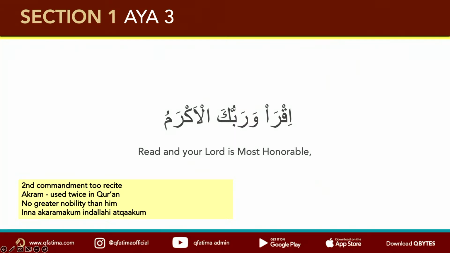It's in the 40s. 42, there you go. So Akram is not like Kareem. For example, Akbar is not like Kabir.